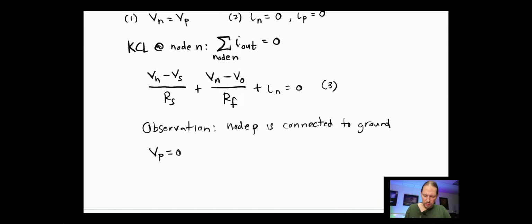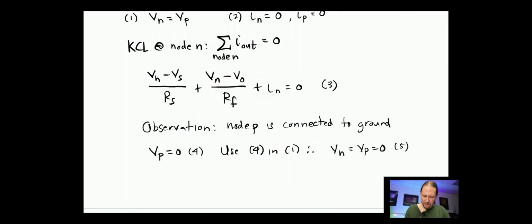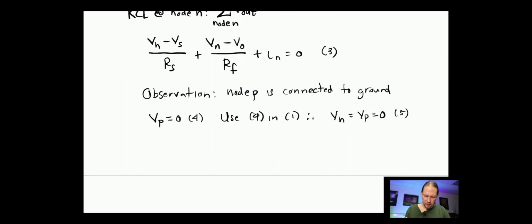So we can definitely say that V sub p is equal to 0 because it's connected to the ground. And now we can actually use the input voltage constraint. So here, I'll call this 4, and I'm going to use 4 in 1, which means that V sub n, which is also equal to V sub p, well, that's equal to 0. I'll call this equation 5. And now I can use equation 5 as well as equation 2 in equation 3. And it simplifies quite a bit.